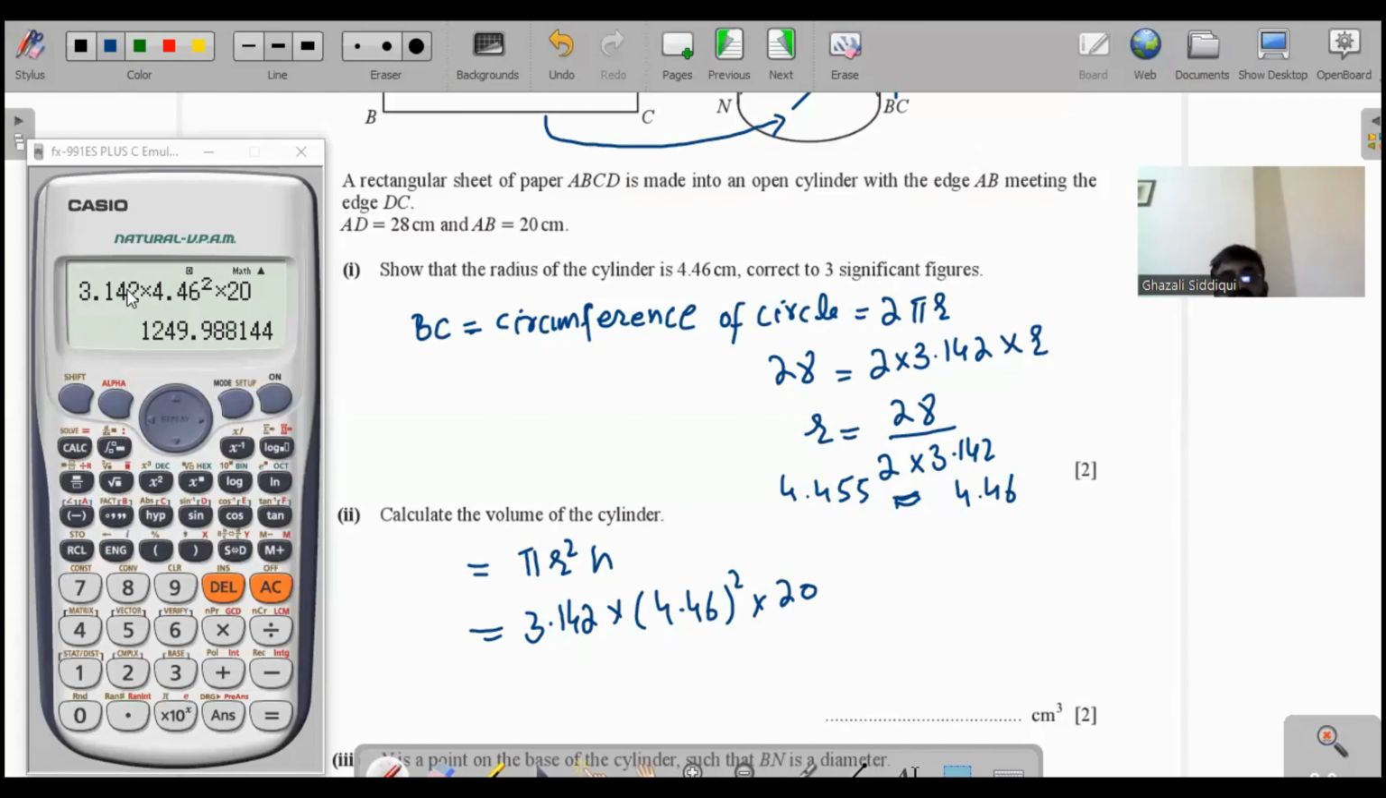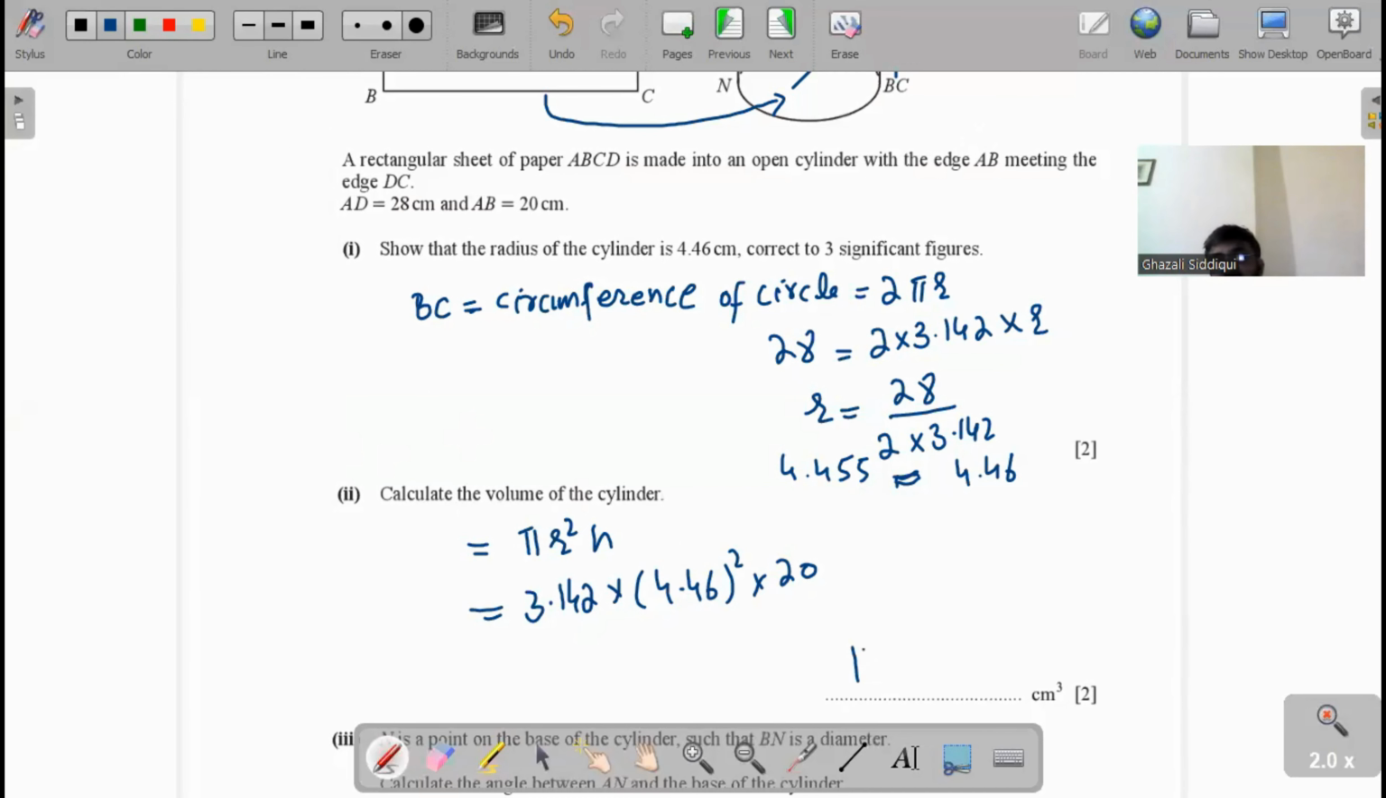Now you can see 3.142 multiply 4.46 square multiply 20, you get 1249.9. So that is equal to 1250. Now 1250 cubic centimeter is the answer.